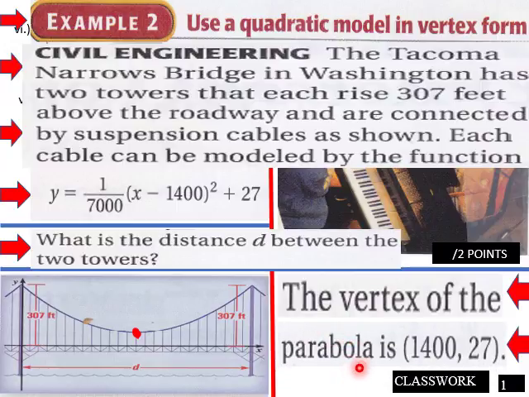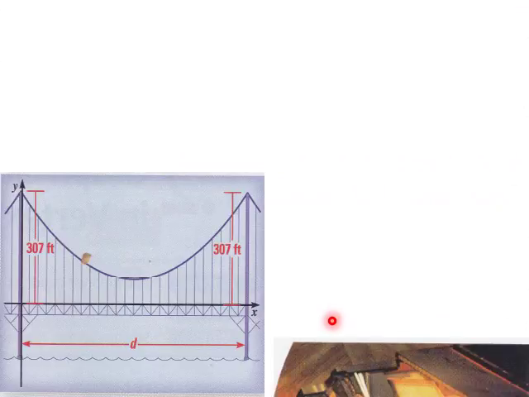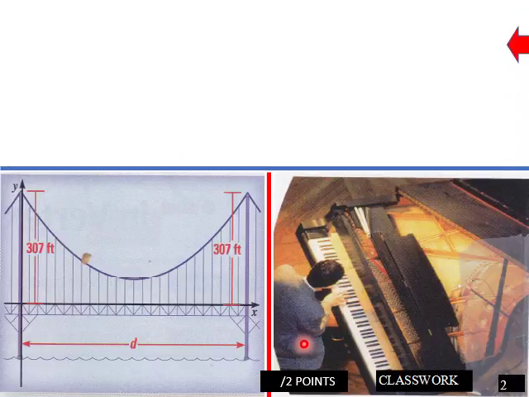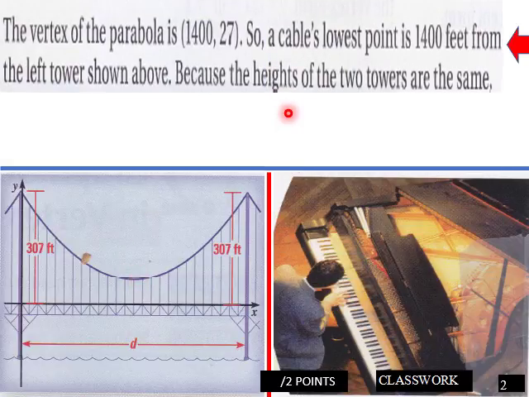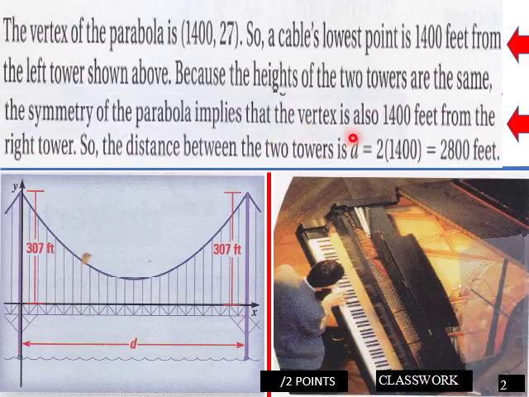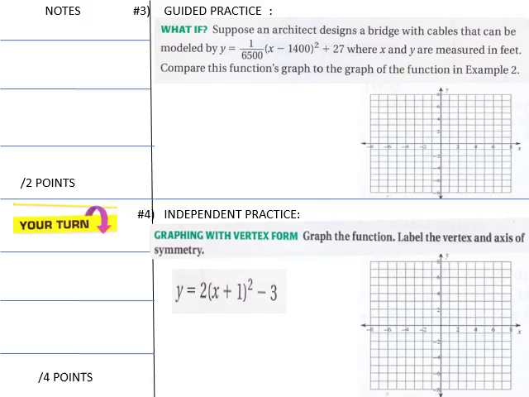So the vertex of the parabola is 1427, which would be right here. So what do we want to do about that? Well, the vertex of the parabola is 1427. So a cable's lowest point is 1400 feet from the left tower shown above. Because the heights of the two towers are the same, the symmetry of the parabola implies the vertex is also 1400 feet from the right tower. So the distance between the two towers would be 2800 feet using that kind of logic. So we're going to transfer this over into our guided practice now.